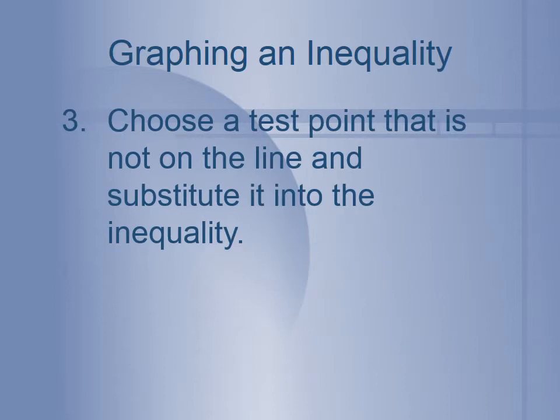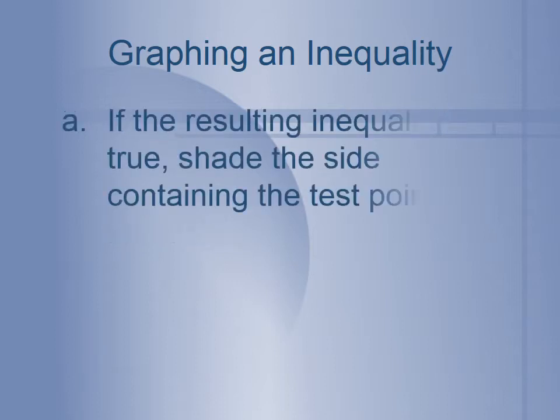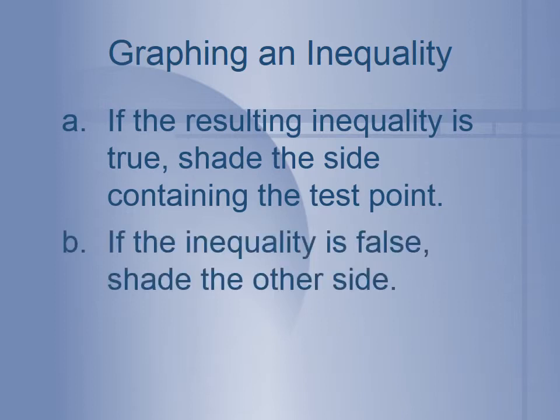Now, step 4, you're going to choose a test point that is not on the line and substitute it into the inequality to see if it works or not. If it works, then that's the side you shade. If it doesn't work, you're going to shade the other side. So again, case A, if the resulting inequality is true, that's the side that you're going to shade. Case B, if the inequality is false, you're going to shade the other side.